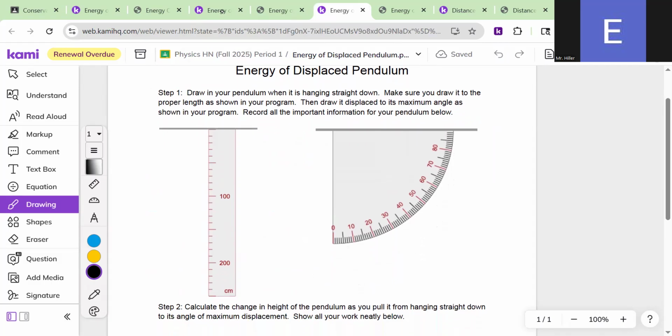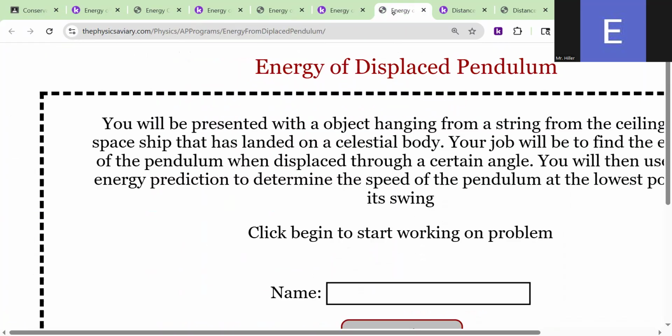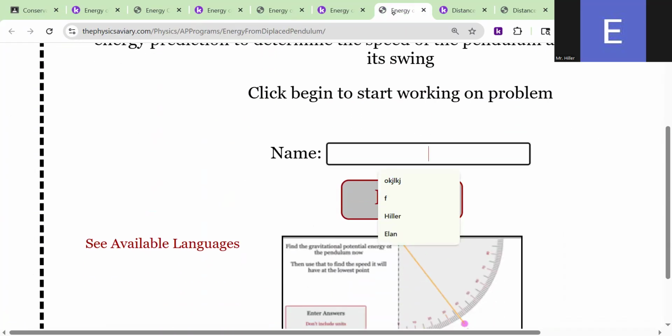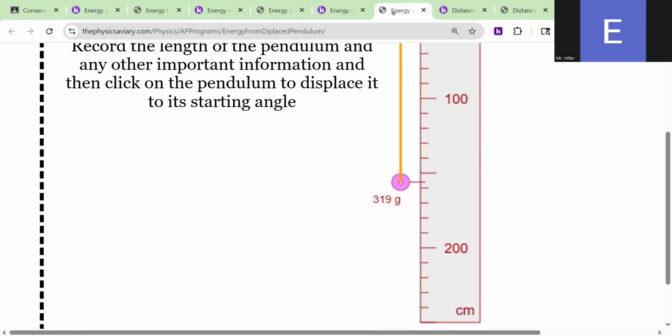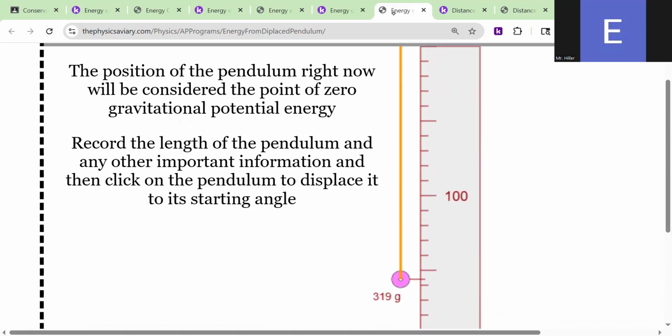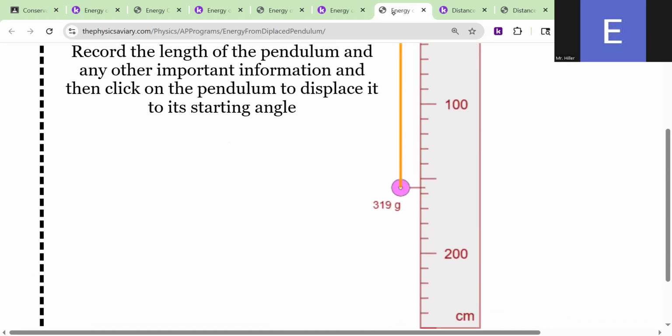Okay, so here's what we're going to do. It's going to give us a couple things. Let me show you what those things are. Log into your question. It's going to give you a pendulum, and it's going to show you exactly where the center of the ball is. We have to measure the length down to the center of the ball, and it's going to give you the mass of the ball in grams, of course, converted to kilograms.